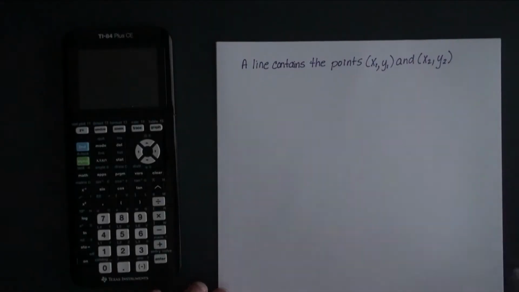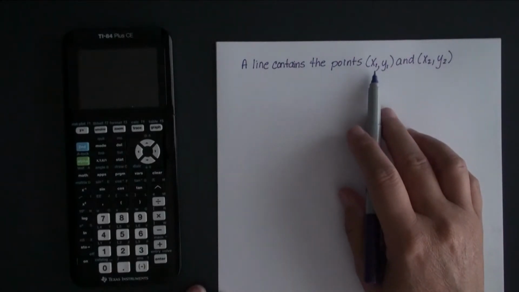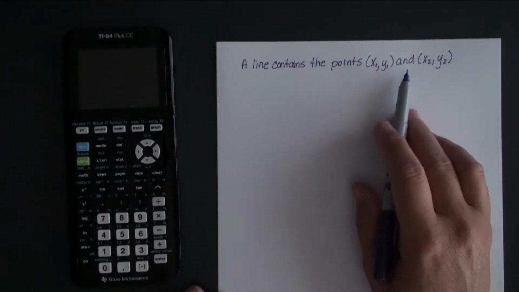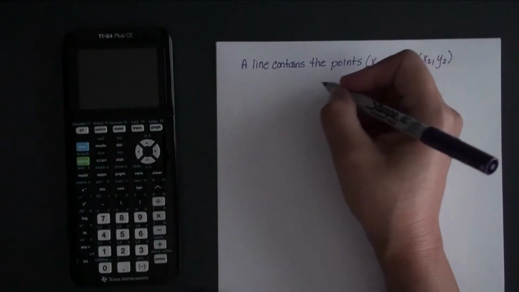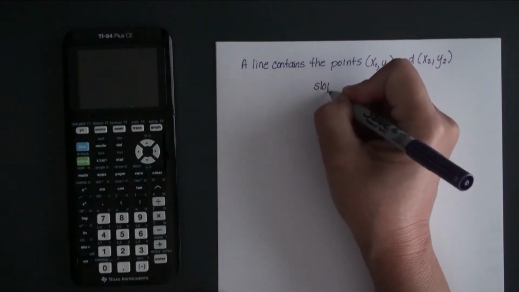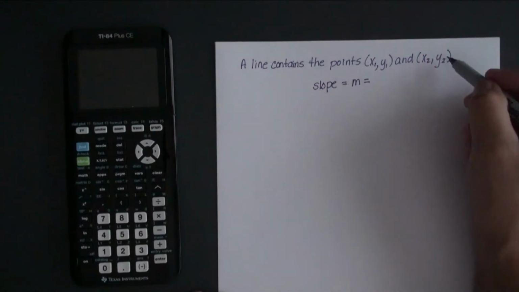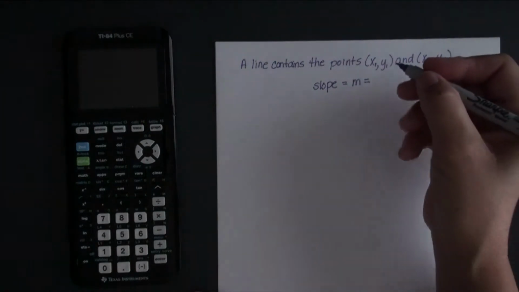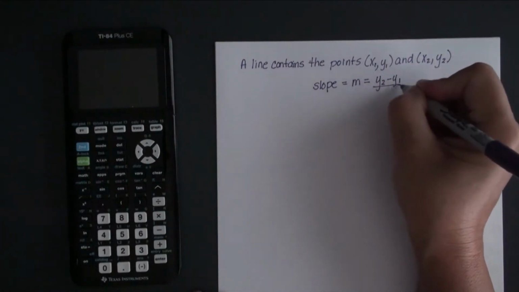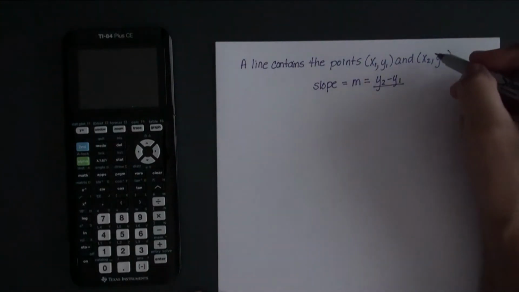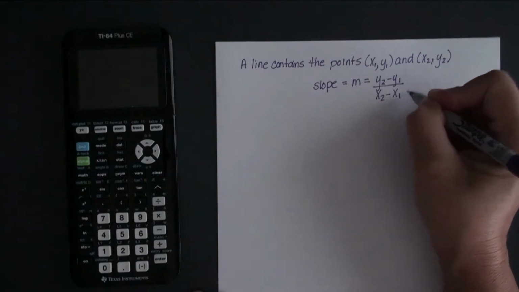Let's suppose that a line contains 2 points, and those 2 points are x sub 1, y sub 1, and x sub 2, y sub 2. The equation for the slope is the difference in the y values, y sub 2 minus y sub 1, divided by the difference in the x values, x sub 2 minus x sub 1.